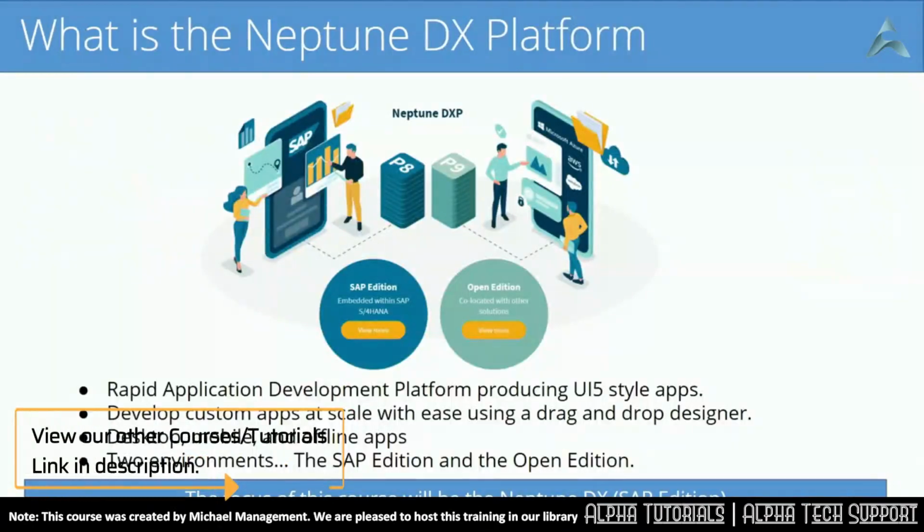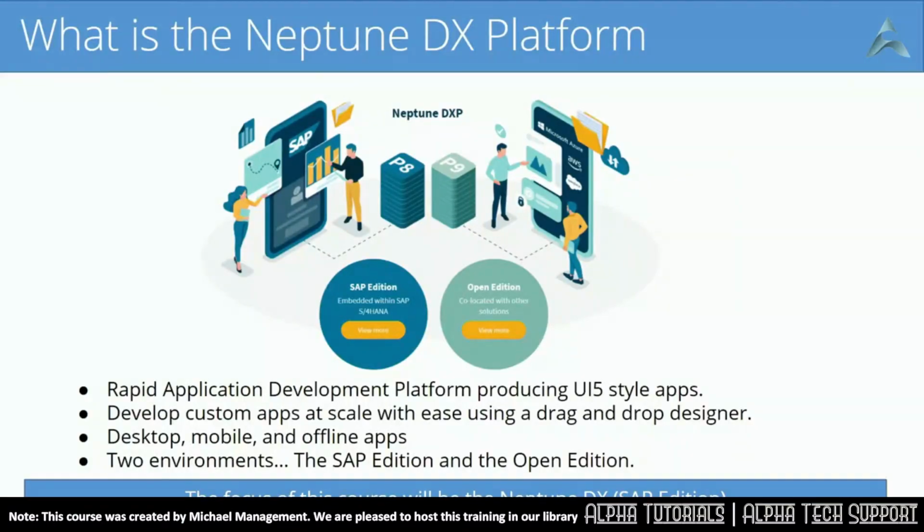So first off, what is the Neptune DX platform? Well, as you can see in the picture above, there's really two products, and you'll see the P8 and P9. This is terminology that Neptune actually doesn't use anymore. They have two products. They have one that sits on top of the SAP stack, which is known as their SAP Edition. Previously, it was called Planet 8. But within the last few months, they've actually gone away from the Planet 8, Planet 9 naming of the two platforms, and they simply refer to them now as the SAP Edition and the Open Edition.